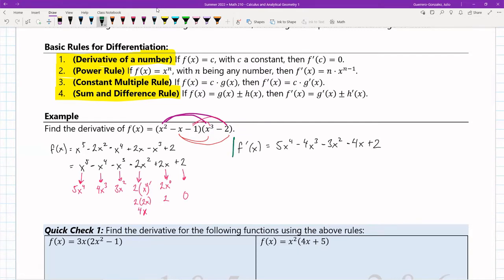So if you wanted to find the derivative using the limit definition, it's going to take you forever, right? With these 4 rules, we were able to find them really quick. It's going to give you the same answer if you did it the long way anyway, okay?